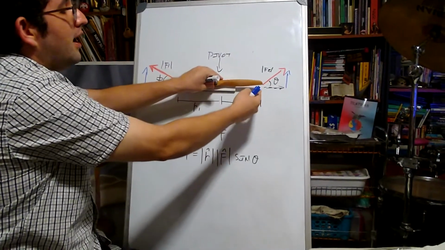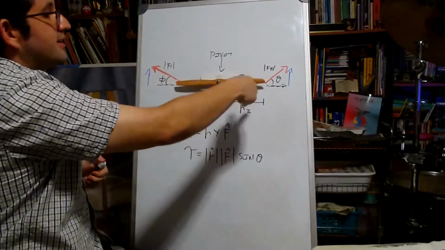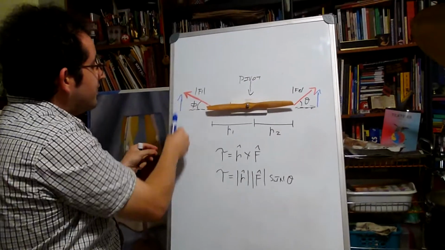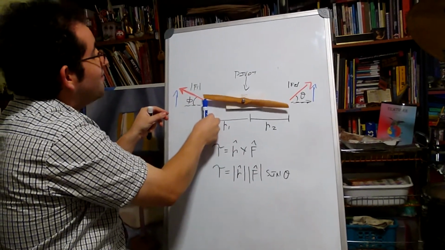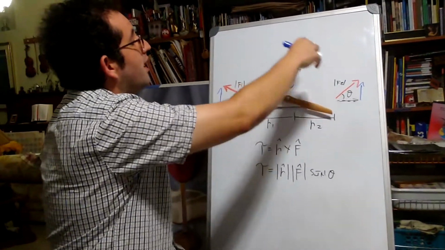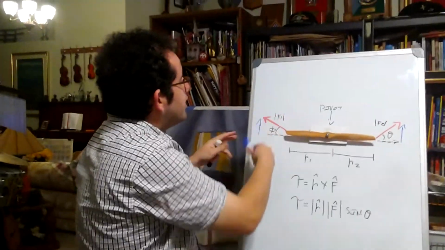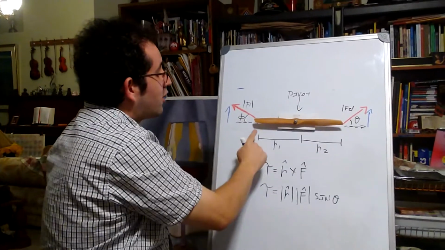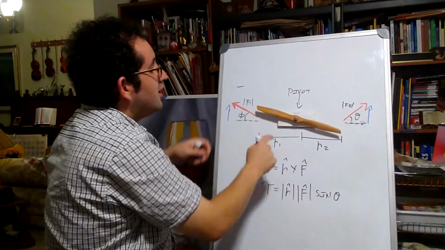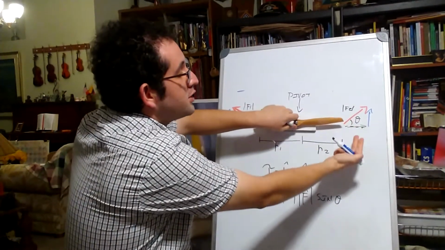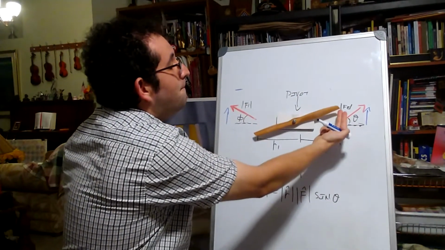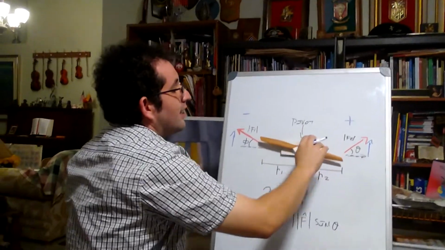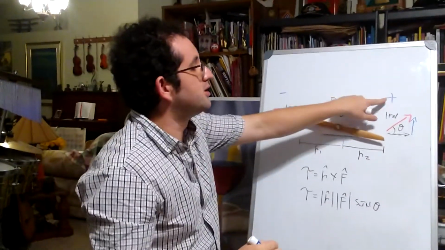It tries to do a counterclockwise direction torque. What happens if I go the other way? This component makes a clockwise torque. So this force is doing a negative torque because it's doing a clockwise torque, and this force 2 is doing a positive torque because by convention the counterclockwise torque is positive.